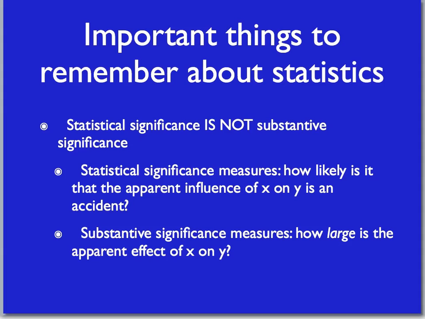So, what is the difference between statistical significance and substantive significance? Statistical significance just measures how likely it is that the apparent influence of X on Y is an accident. What statistical significance doesn't measure is whether the influence of X on Y is important, whether the influence of X on Y is large. That is substantive significance.